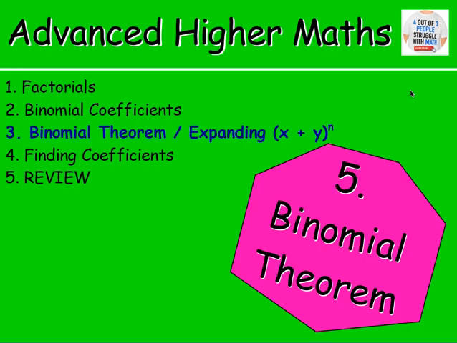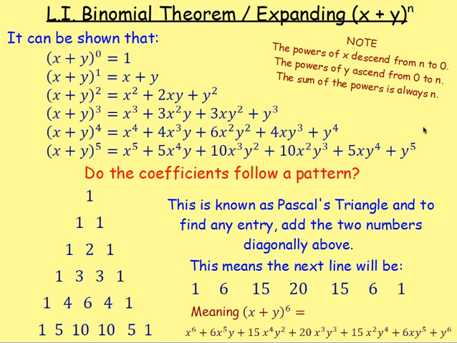In lesson 3, we looked at the binomial theorem, and the binomial theorem is used to expand the likes of x plus y to the power of n. What we saw was if we do expand x plus y to the power of different numbers, to the power of 0 would just be 1, anything to the power of 0 is 1. To the power of 1 would give us x plus y, square it, this is what you get, cube it, this is what you get, and so on.